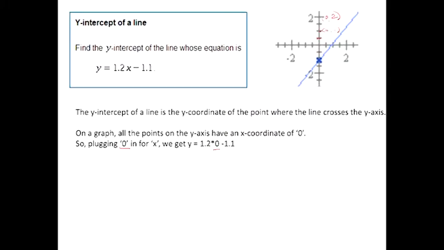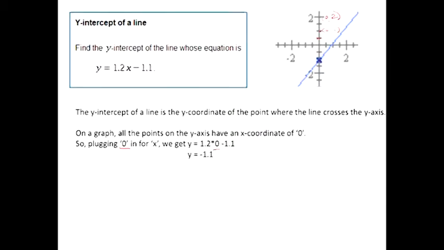So 1.2 times 0 minus the 1.1 gives us 0 minus 1.1, so y equals negative 1.1. That is the y-intercept, and that's all it asked for.